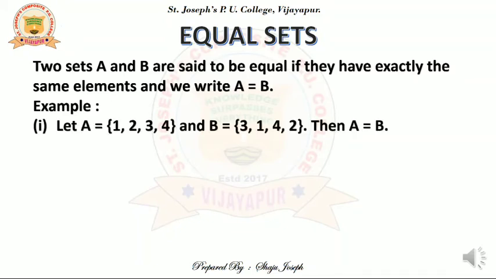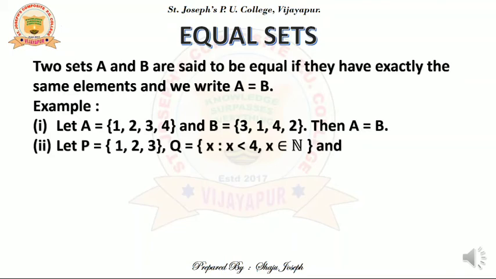First example, let A is equal to {1, 2, 3, 4} and B is equal to {3, 1, 4, 2}. Now, though the order is not the same in both, all the elements in A are the same elements which are there in B. Have a look at the elements 1, 2, 3, 4. Do we find 1, 2, 3, 4 in B? Yes, in a different order, but the same elements. Is there any element in A which is not there in B? No. Is there any element in B which is not there in A? No. So that shows that all elements of A are present in B and all elements of B are present in A. Thus, we can say A is equal to B.